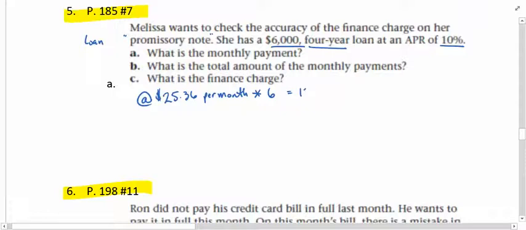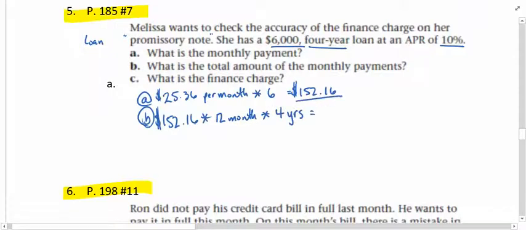And we see that we owe $152.16 per month. Melissa owes that per month to pay off her loan in 4 years. Now, if she does pay this loan on time each month for the 4 years in total, she pays this $152.16 for 12 months every year for a total of 4 years. So by multiplying these together, we'll find out exactly what she's paid overall.